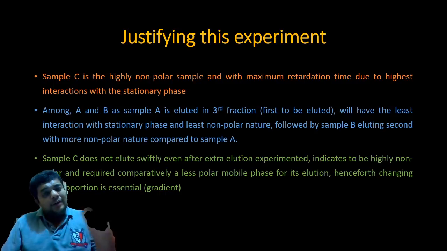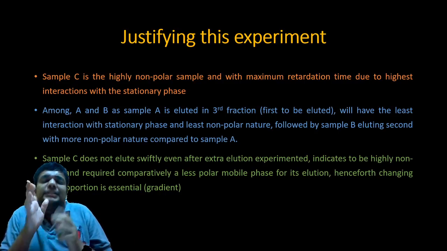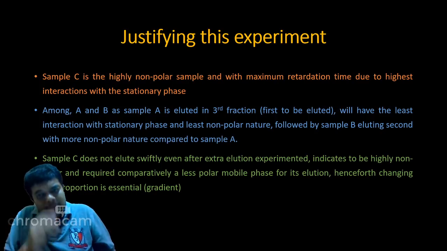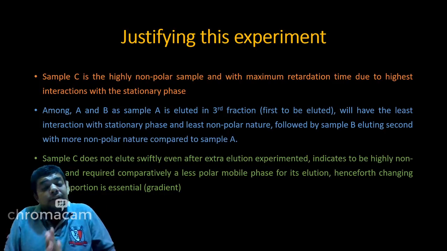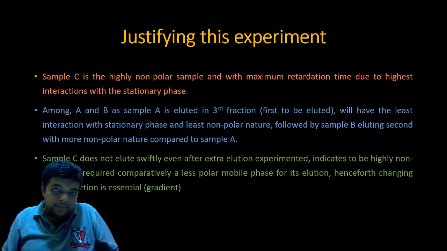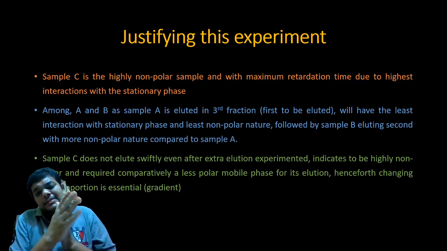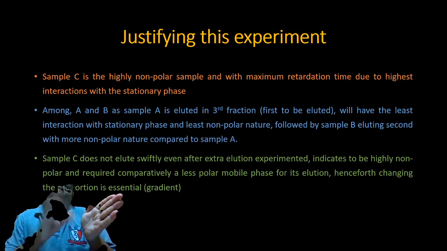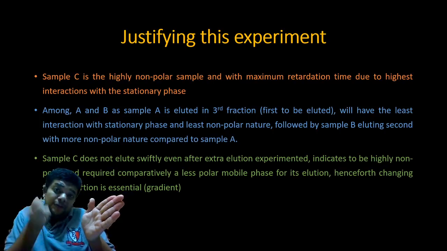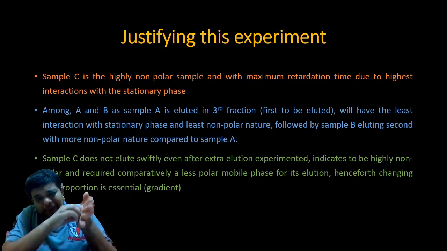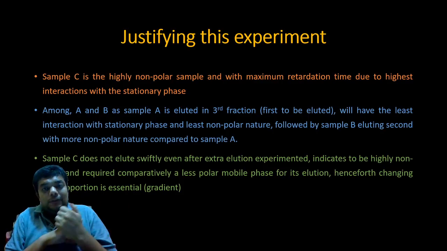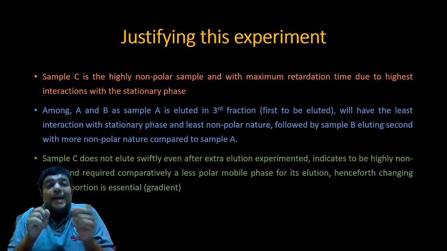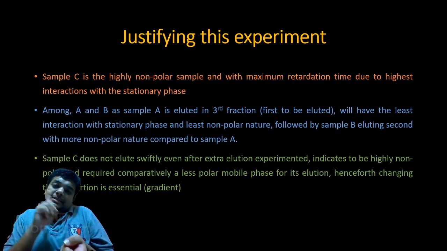Over here, I will read it again, and if we could find some justification, we would add. Among A and B as a sample, A is eluted first, will have the least interaction with the stationary phase and the least non-polar nature. Your stationary phase is non-polar, C18. If sample A is coming out quickly, it is not non-polar, it is polar. But B comes after A. So B is sticking a little with the stationary phase. So it has a little nature of the stationary phase, and that little nature is more non-polar than A. So among A and B, B is more non-polar, A is less non-polar.